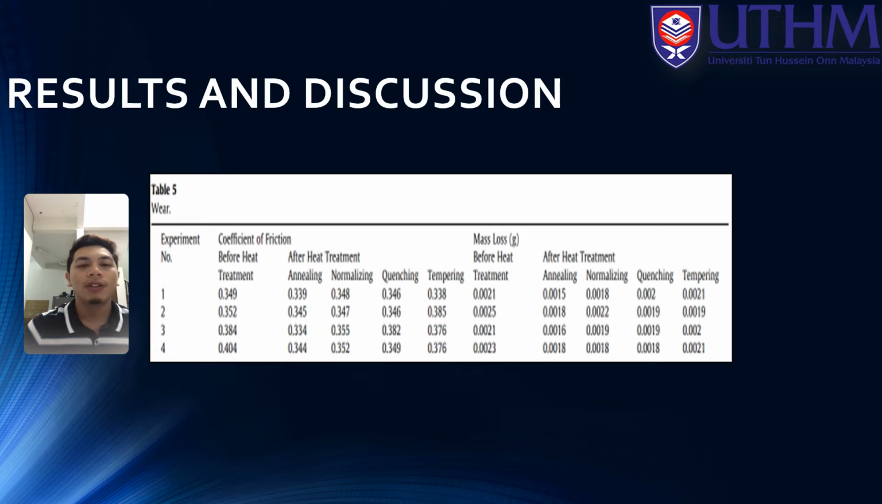As you can see for Table 5, we have the experiment number, coefficient of friction before heat treatment, after heat treatment annealing, normalizing, quenching, tempering. Mass loss before heat treatment, after heat treatment annealing, normalizing, quenching and tempering. For number 1 is 0.349, 0.339, 0.348, 0.346, 0.338.